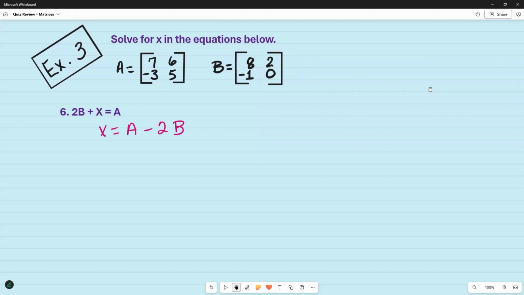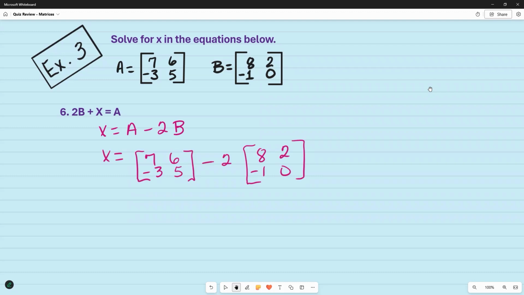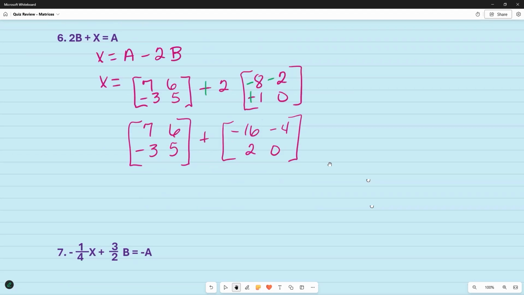And now I'm just going to substitute in. I notice I have a minus sign here, so I'm going to change every sign of the element that follows it, and then I'm going to go back and change this to a plus sign. So now I'm going to take this scalar and distribute it to every element that's inside of matrix B. So now I can just go ahead and add, and this is my final answer.